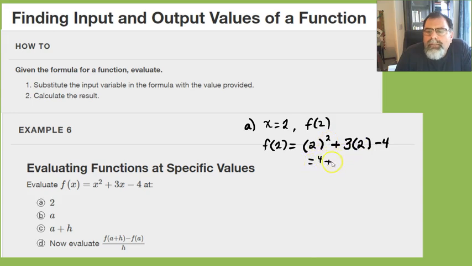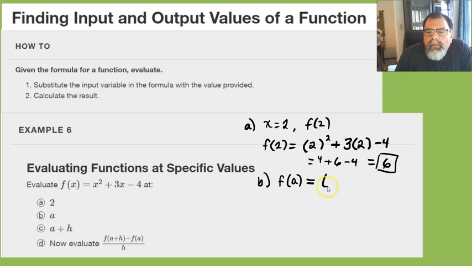3 times 2 is 6. And then 4 plus 6 is 10, minus 4 is 6. So the answer is 6 for A. B, you can also put in another variable in for x.